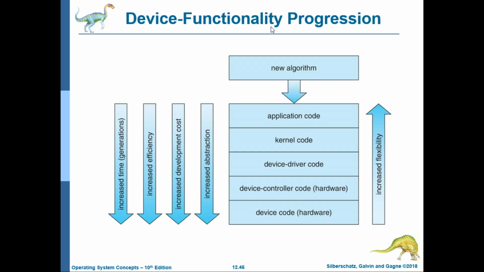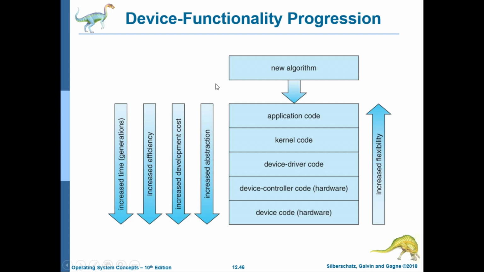So we have this device functionality progression. What if programmers invent a new algorithm? Actually, it is easier to modify the application code. If the application code has improved its performance, then the changes can be reflected in the kernel code also. If it is okay, it can also be reflected in the device driver code, then in the device controller code and the device code.